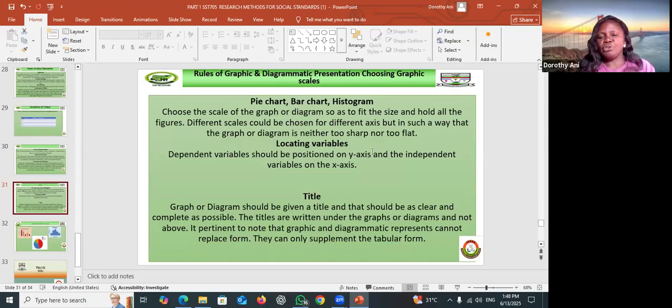The dependent variable should be positioned on the Y axis. All of this, the computer will take care of.